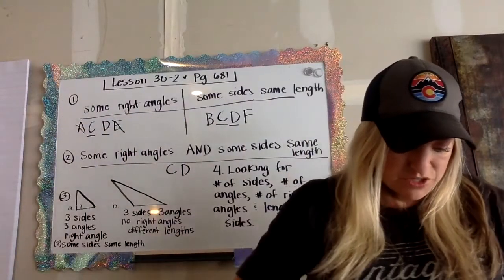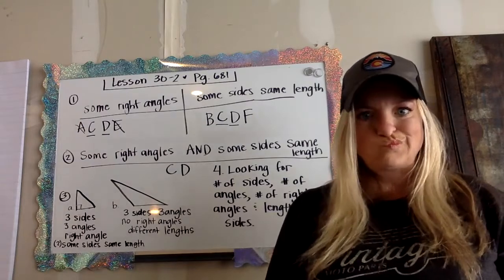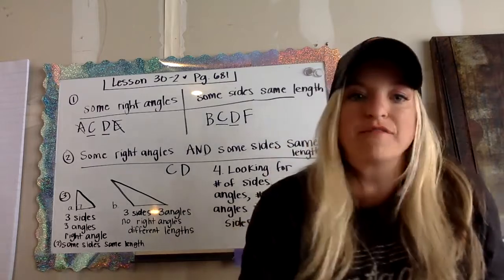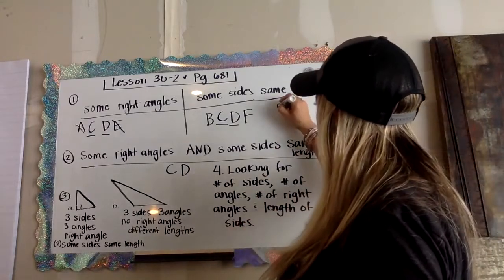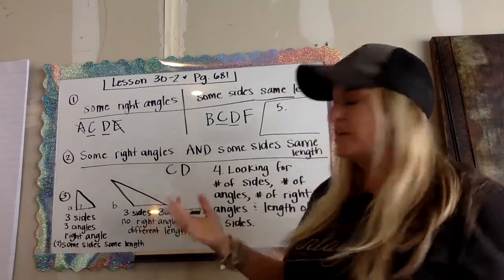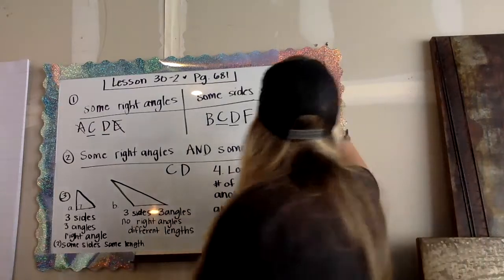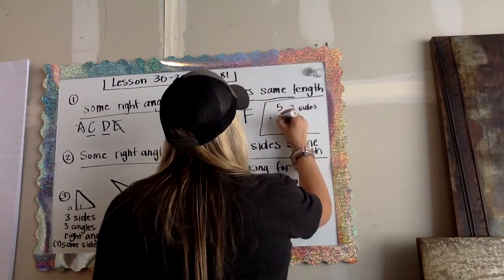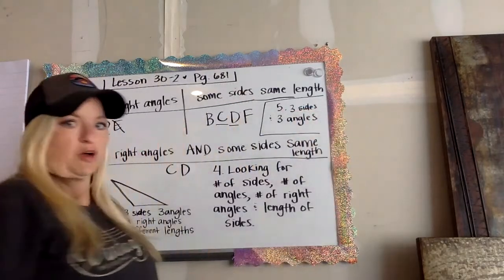Now, number 5, describe 2 groups that both triangles in problem 3 belong to. So what that's asking for is, what do they have in common? I'll just write it up here. It's kind of hard, I ran out of room. Well, they both have 3 sides and 3 angles. So number 5, you're going to put 3 sides and 3 angles.